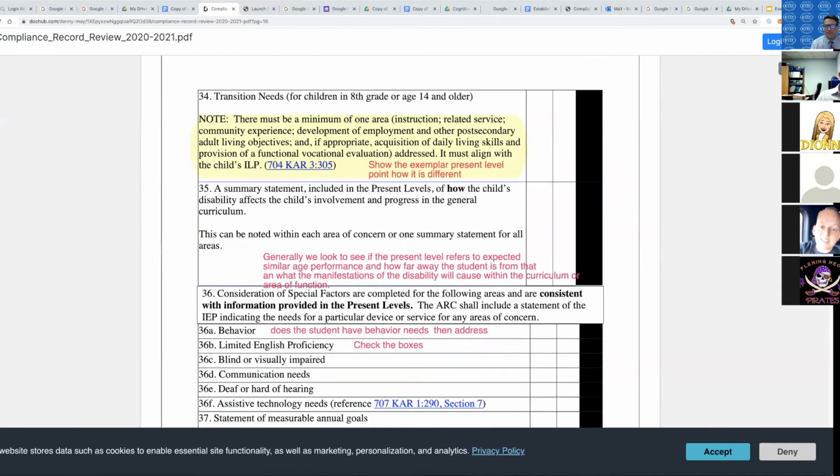The general intelligence section, what KDE is really looking at is the connection from their intelligence to the academics. So just make sure you have some kind of connection in there with that. And that's where your strengths and concerns, those things will come from.